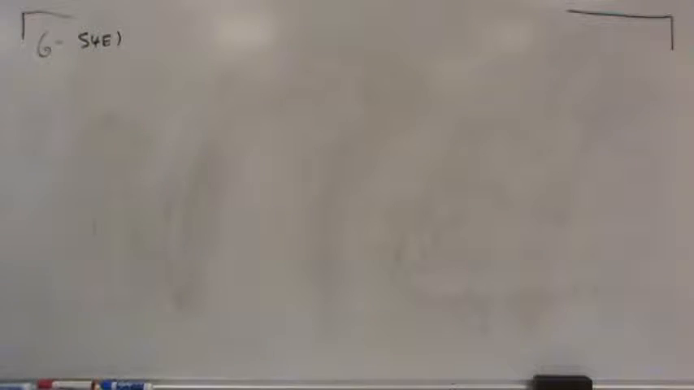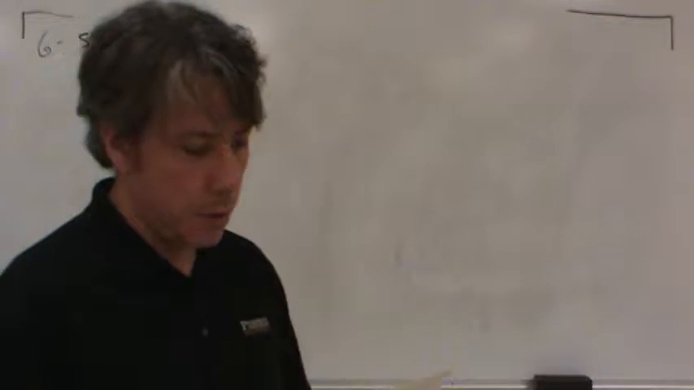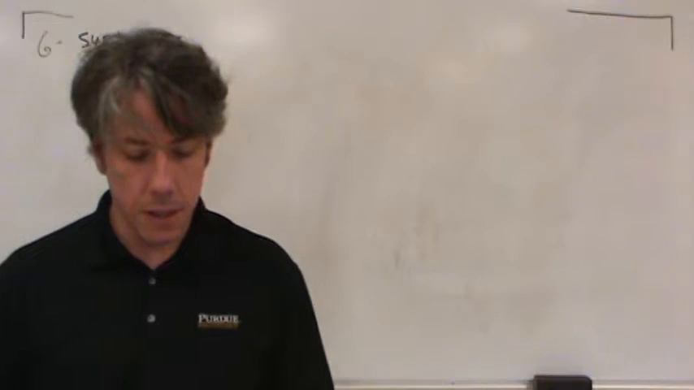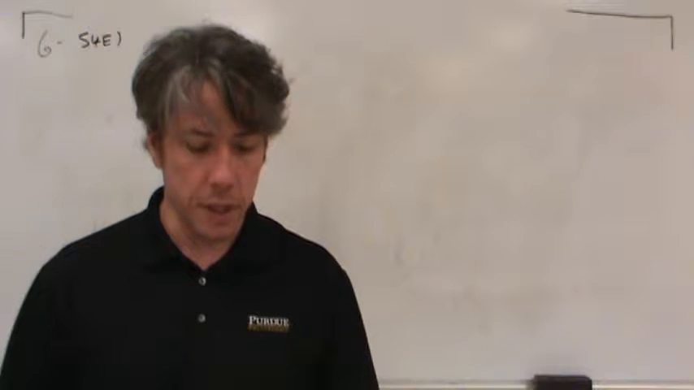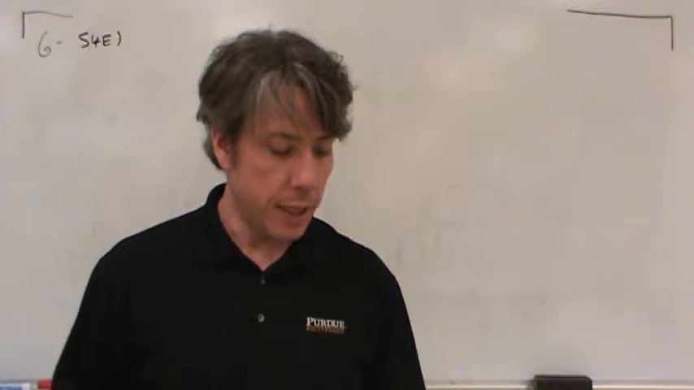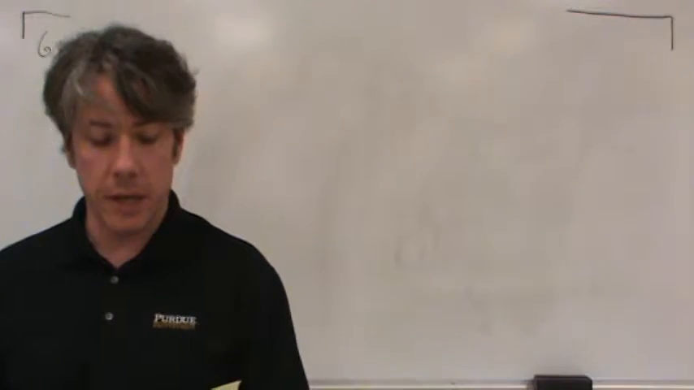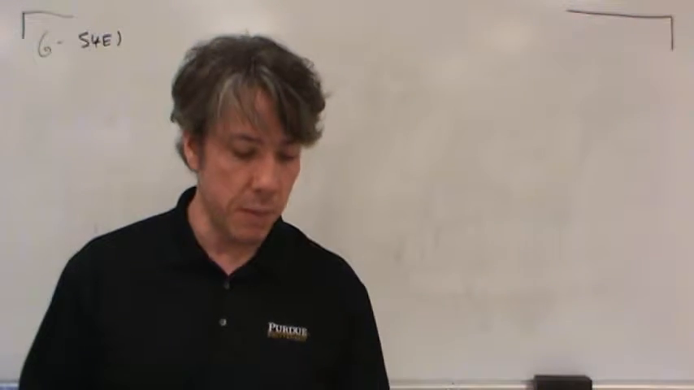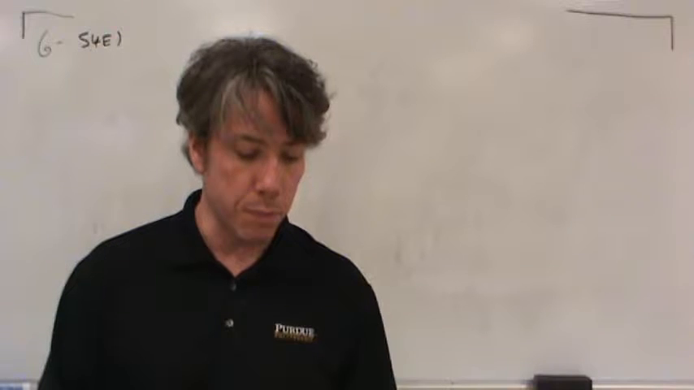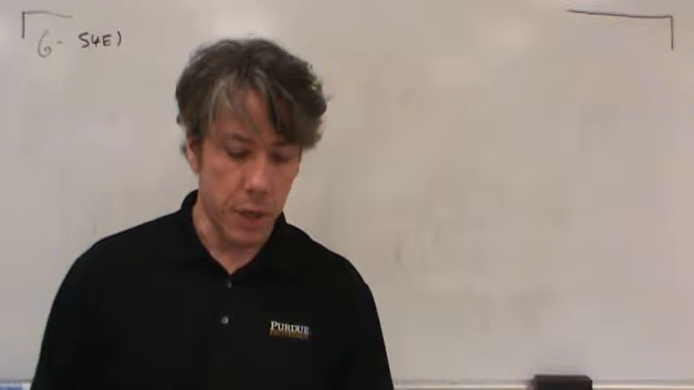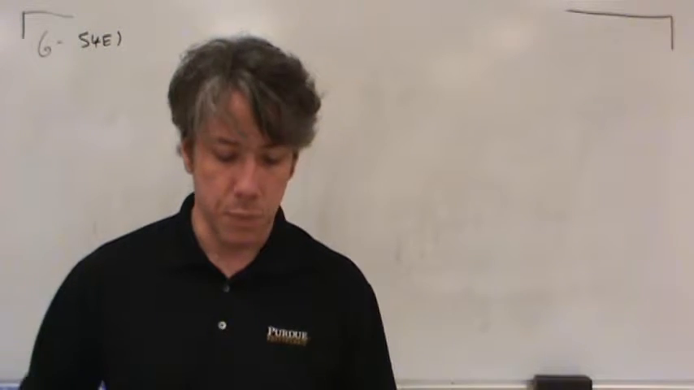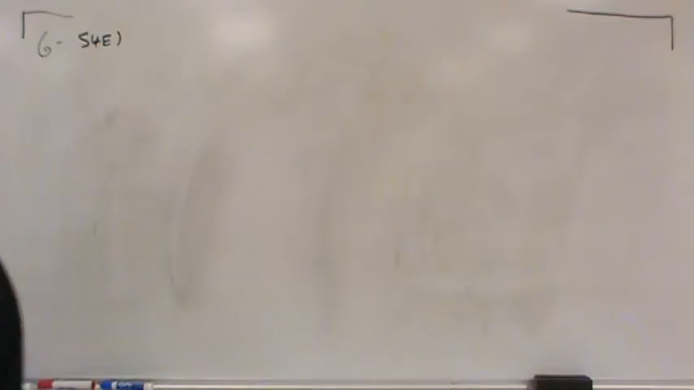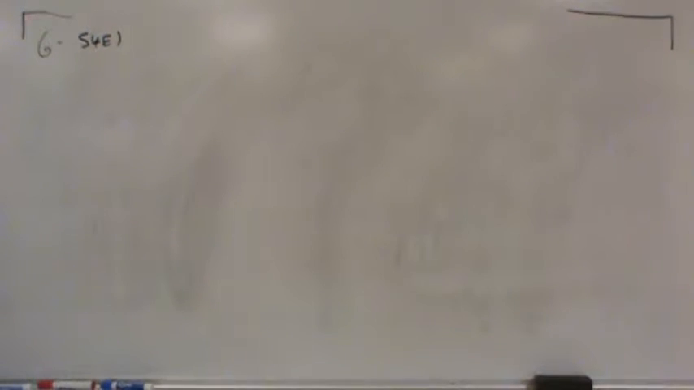This is problem 654E. It's on page 275. An insulated piston cylinder device initially contains 10 cubic feet of air at 20 psia and 60 degrees Fahrenheit. Air is now heated for 15 minutes by a 200 watt resistance heater placed inside the cylinder. The pressure of air is maintained constant during this process. Determine the entropy change of the air.